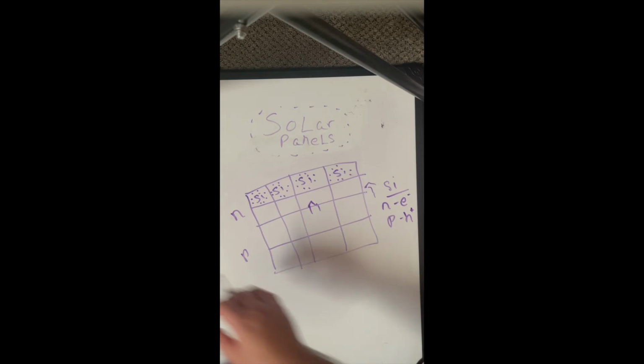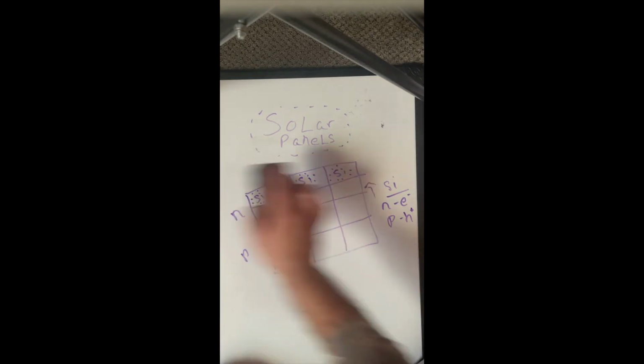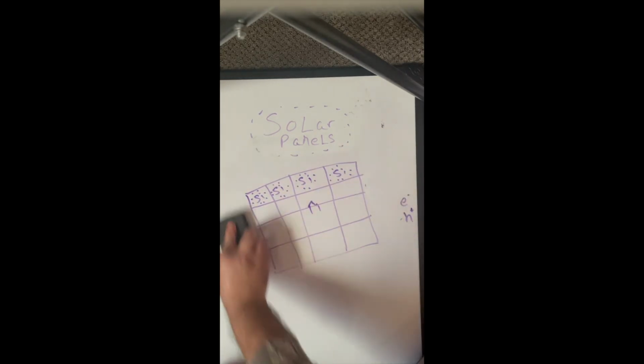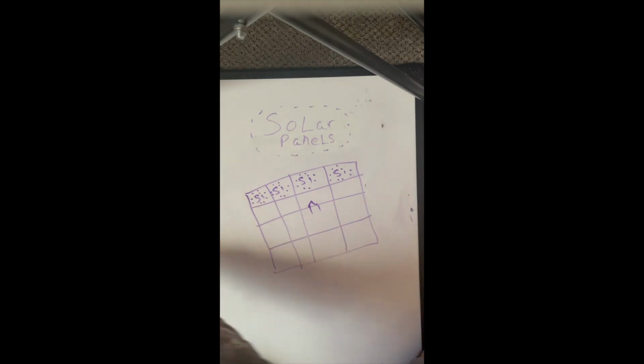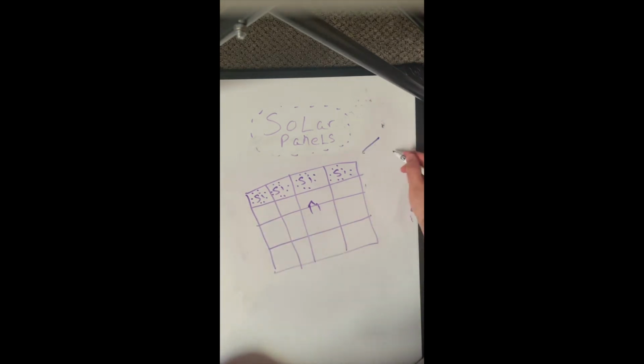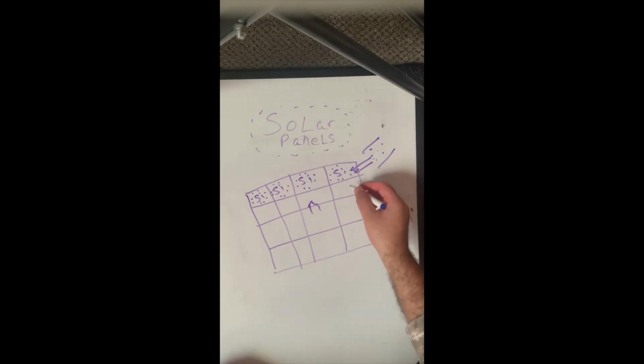Now, what happens is, when sunlight hits the surface of these panels, sunlight contains small particles called photons, and these particles collide with the covalent bonds on the silicon atoms. Now, what happens is, when these particles collide with the covalent bonds, it causes these bonds to break, which will result in a free electron, and in place of that electron, there will now be a hole.